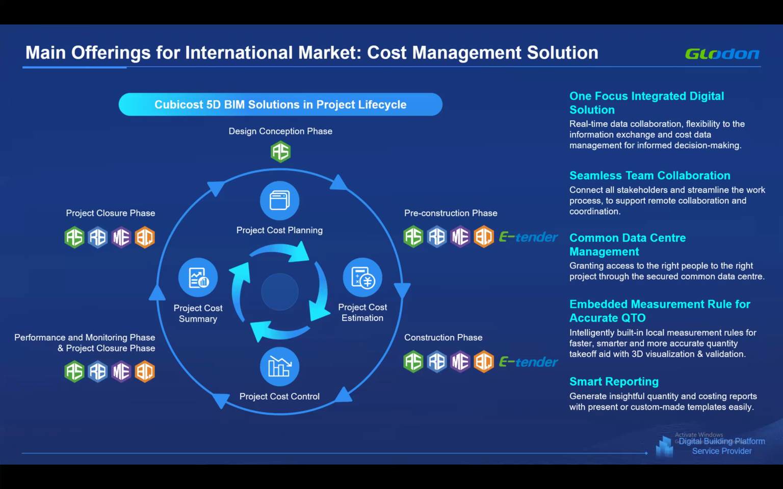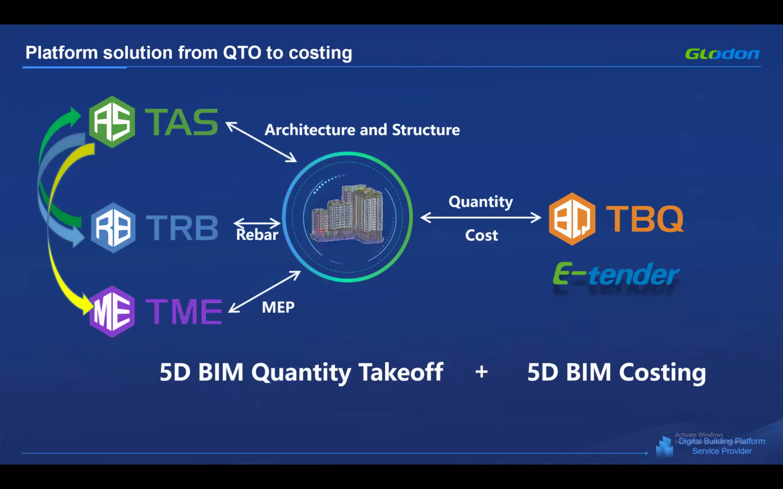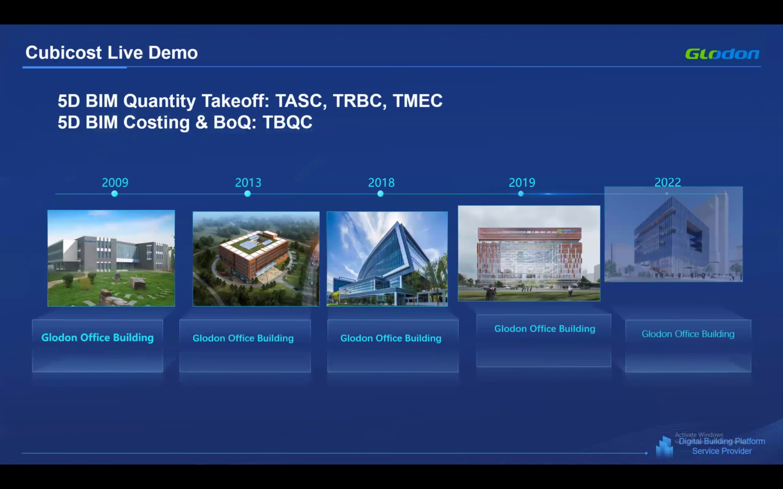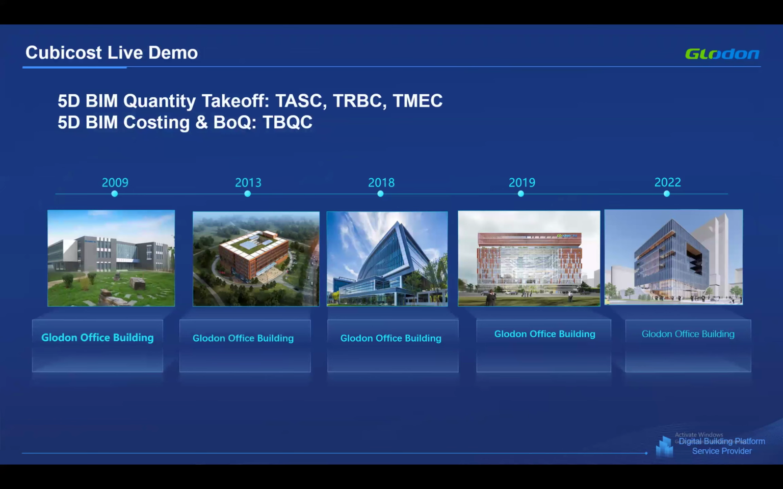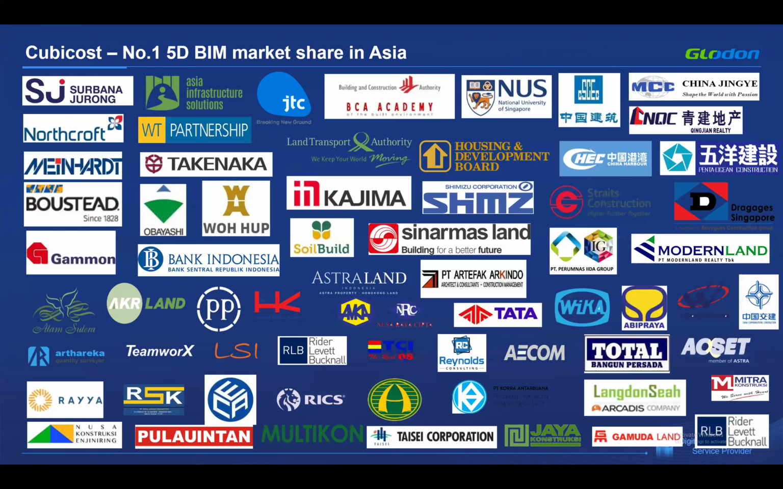Okay, so this is the most important thing of this CubiCost software. We can use TS, TRB, TME software for cost management and quantification, and we can use TBQ software and e-tendering for cost management. So this is the logic, and these are our own Gordon buildings. So we used our own technologies to develop these Gordon buildings. Okay, you can see, and these are our customers.